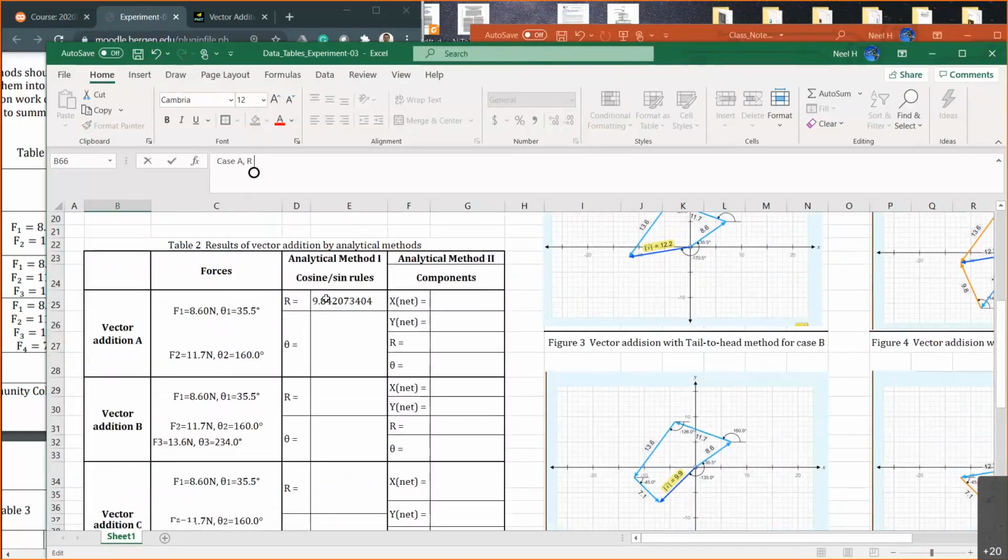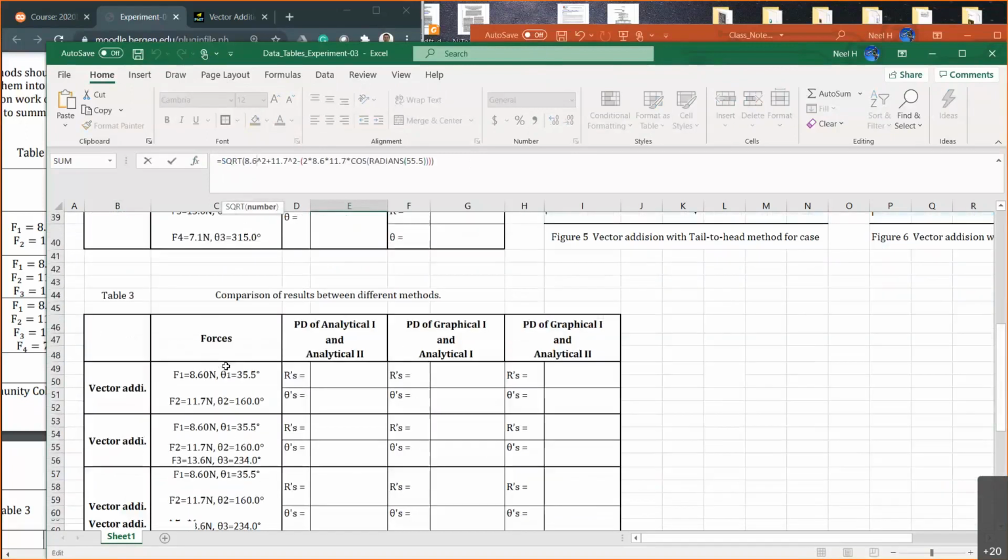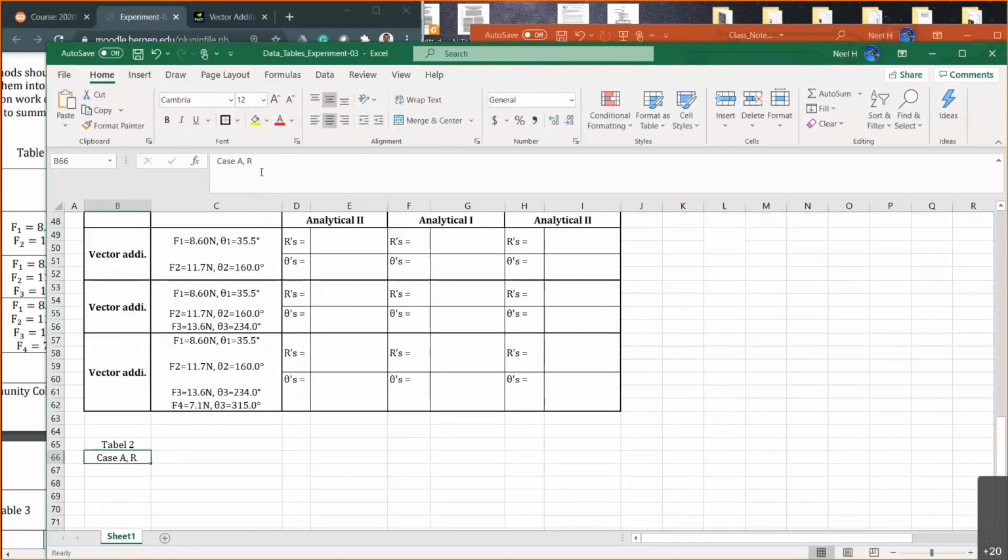I need to copy that again. Let me copy that whole function, and then as you continue, just collect those functions. Copy and then paste somewhere else. Let's paste it here. So that's our function for the cosine rule to calculate R. Any questions so far? You have to be very careful when you write this function. If anything is missing, any parentheses, you're not going to get the answer correctly.